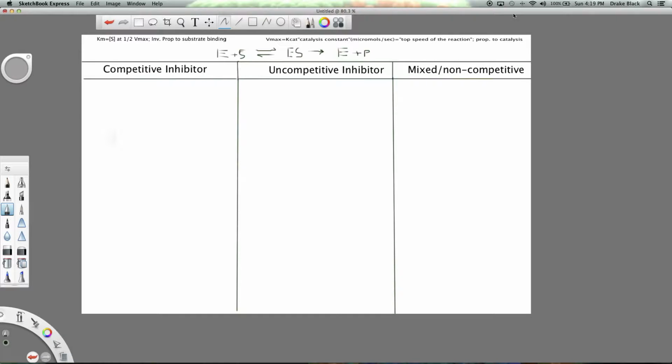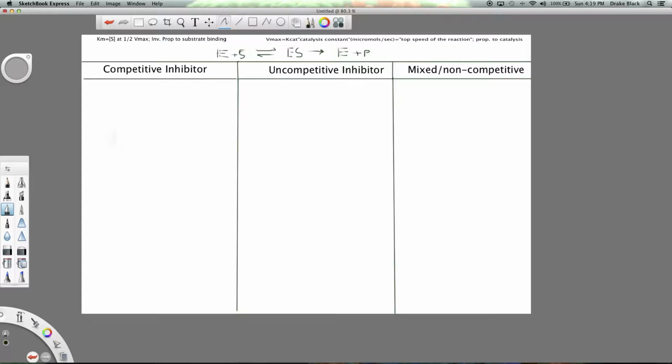Well, there's really three different types of protein or enzyme inhibition. There's competitive inhibition, uncompetitive, and mixed or non-competitive inhibition. The best way to really grasp this, or put it in an equational form, is to use this equation. So right here we have the enzyme.